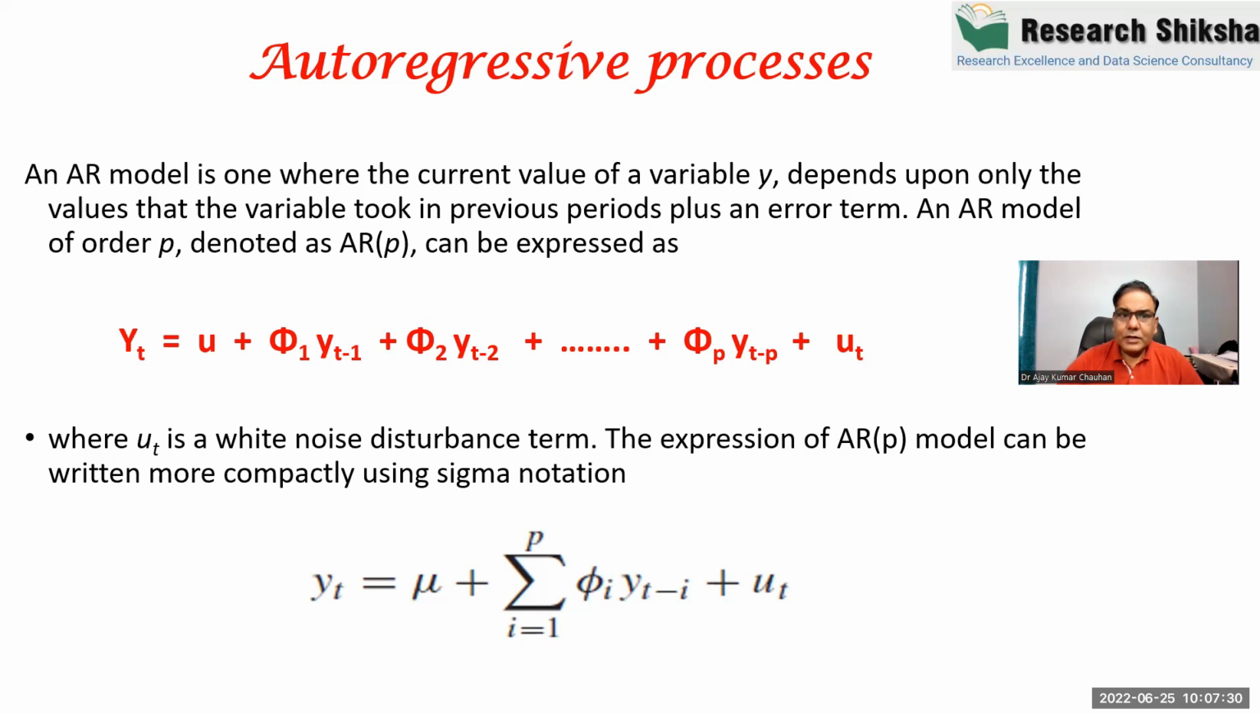Similarly, in an autoregressive series, momentum series, inertia series, stable series, you can call it with any name, the Yt can be predicted on the basis of its previous behavior. If you know that yesterday the person was sad, the possibility is very high that today he is also sad. So Yt depends upon the previous behavior of the series. This is called the autoregressive process.